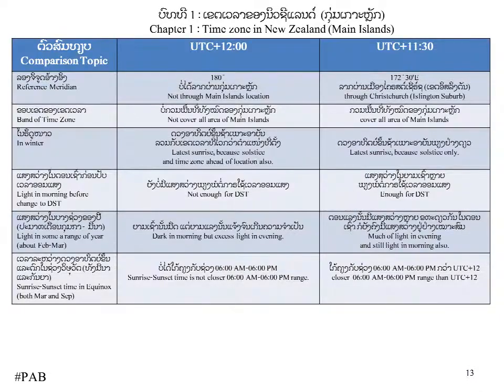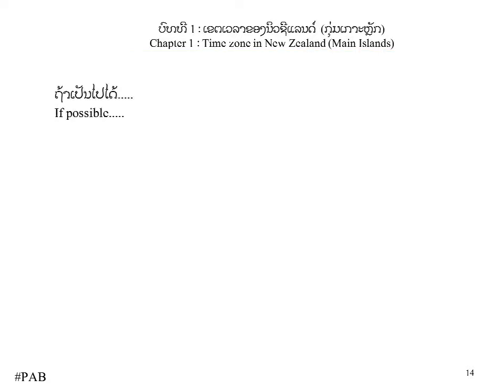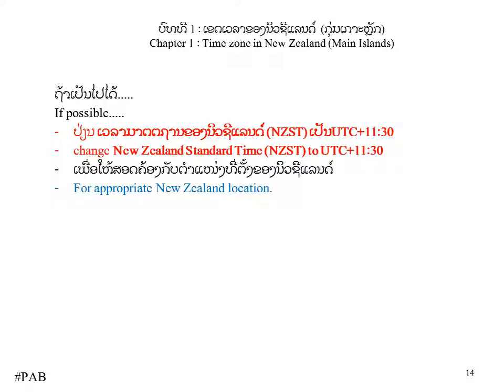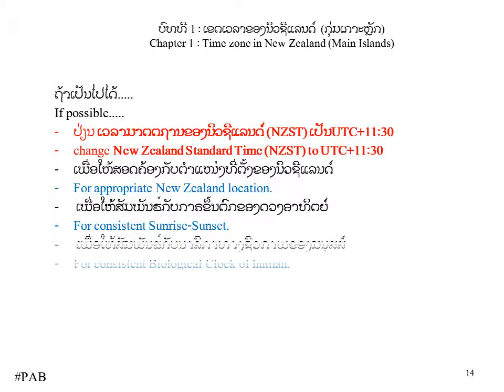In this slide, I compare UTC+12 and UTC+11:30. After comparison, UTC+11:30 is appropriate for New Zealand Standard Time. If possible, change New Zealand Standard Time to UTC+11:30, for appropriateness to New Zealand's location, for consistent sunlight and sunset, and for consistency with the biological clock of humans.